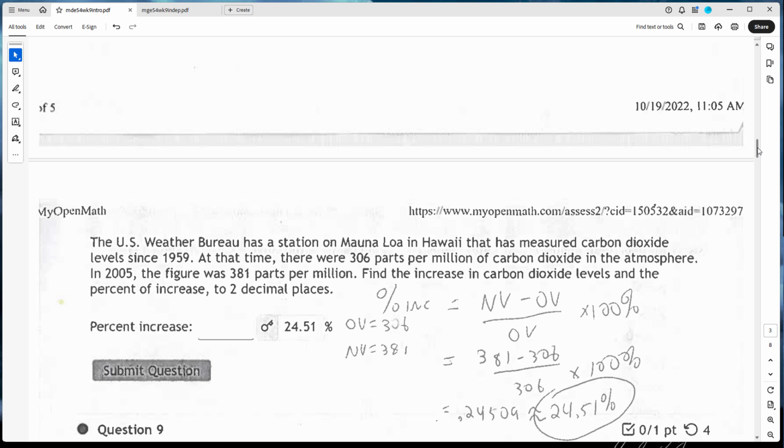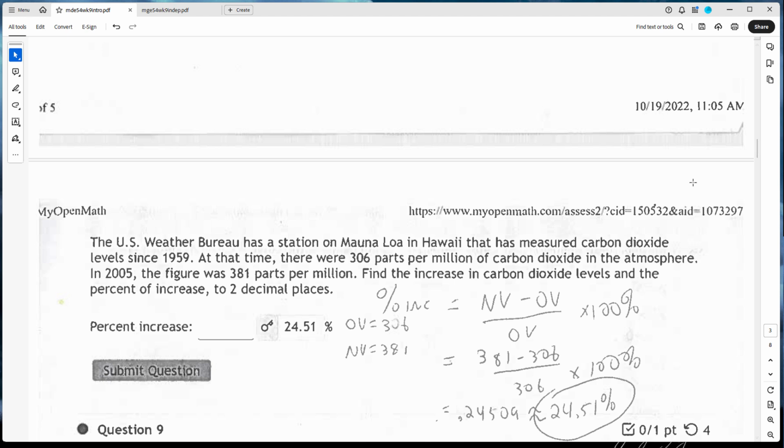Number 8. The U.S. Weather Bureau has a station on Mauna Loa in Hawaii that has measured carbon dioxide levels since 1959. At that time, there were 306 parts per million of carbon dioxide in the atmosphere. In 2005, the figure was 381 parts per million. Find the increase in carbon dioxide levels and the percent of increase, to 2 decimal points.